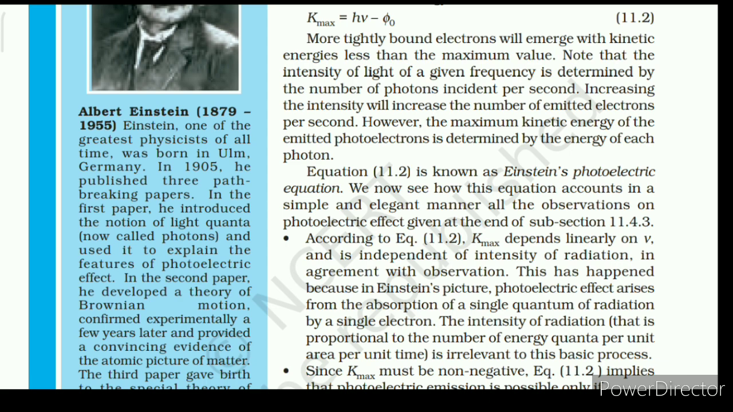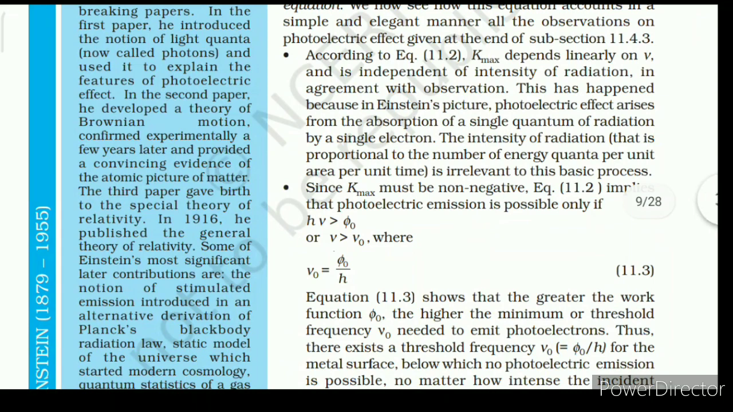According to the equation, K max depends linearly on nu and is independent of intensity of radiation, in agreement with the observation. This happens from the absorption of a single quantum of radiation by a single electron. The intensity of radiation, that is proportional to the number of energy quanta per unit area per unit time, is irrelevant to this basic process. Since K max must be non-negative, equation 11.2 implies that photoelectric emission is possible only if h nu is greater than phi naught, or nu is greater than nu naught, where nu naught is equal to phi naught upon h.